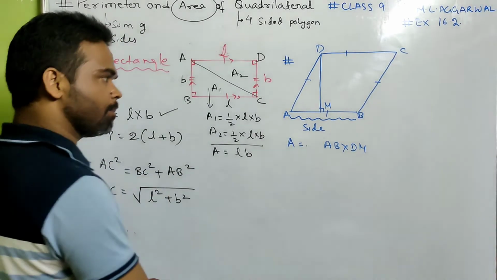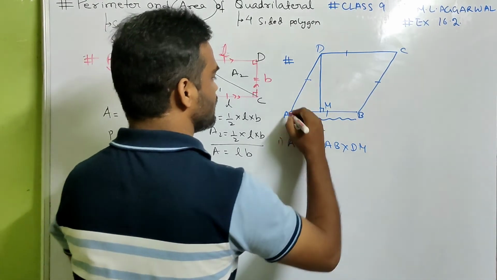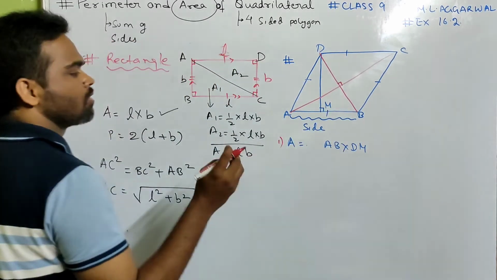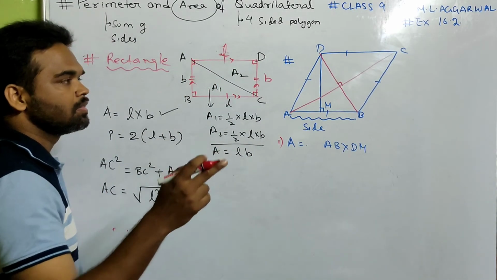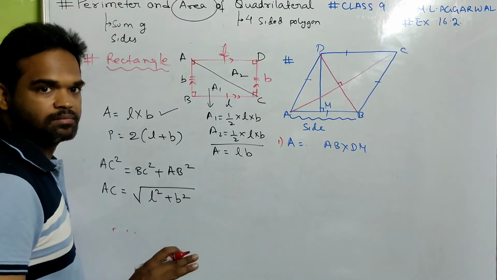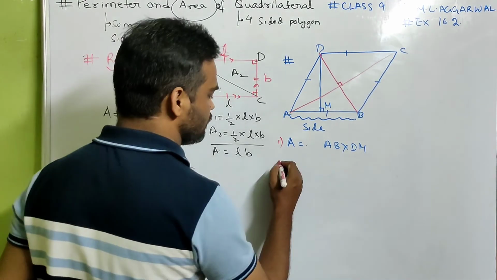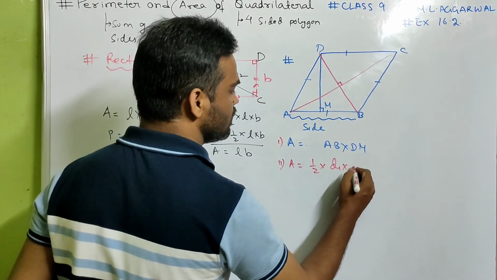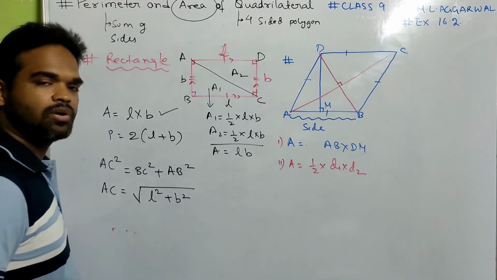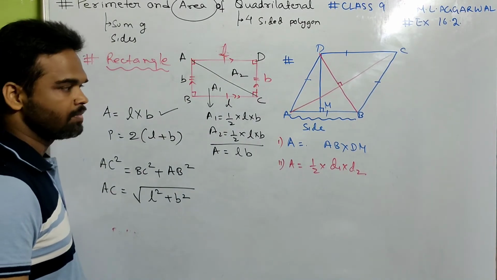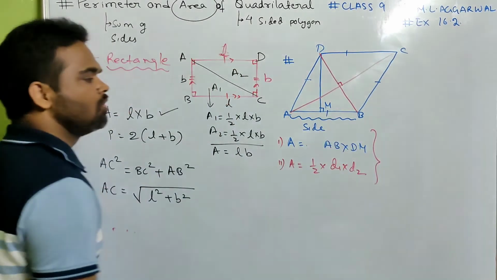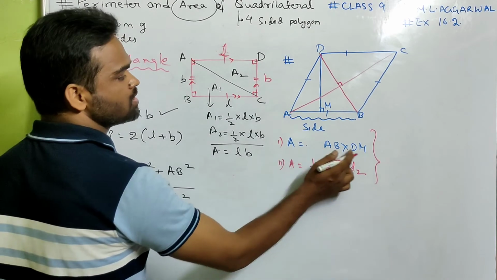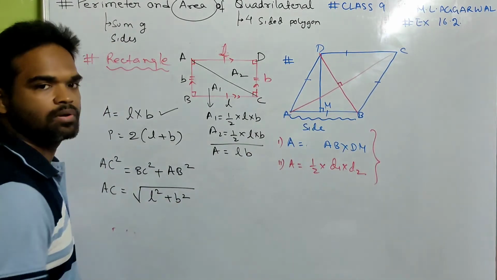But suppose we know the diagonals. This is one of the formulas. If you know the diagonals, now in a rhombus, the diagonals are perpendicular to each other. I've told earlier, half into product of diagonals, D1 into D2. So that is your area. Done? So there are two formulas for rhombus: half into D1 into D2, or area equals base into height, because it is a parallelogram.